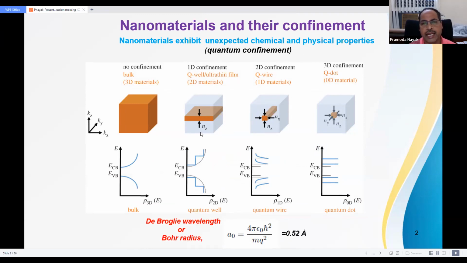There are different types of nanomaterials, starting from quantum dots to one-dimensional to two-dimensional materials. When you talk about three-dimensional material, there is no confinement effect; the charge carriers move in all possible directions. With two-dimensional material, the confinement is in one direction. With 1D, the confinement is along two directions. And with 0D, the confinement is along all three directions. Similarly, the density of states will vary accordingly due to the confinement.